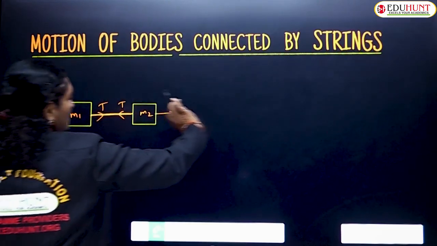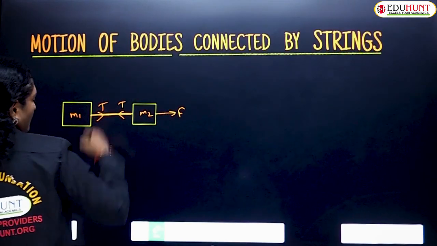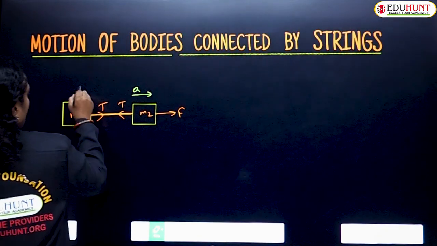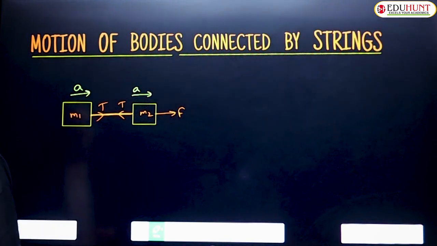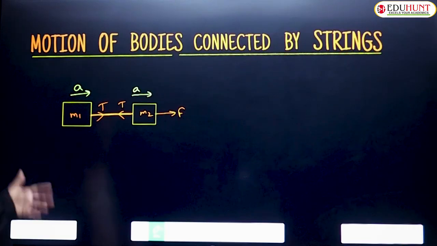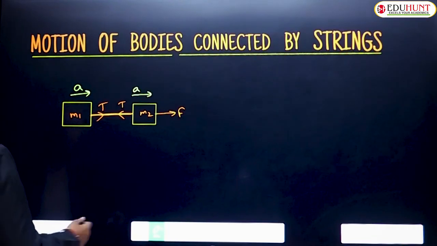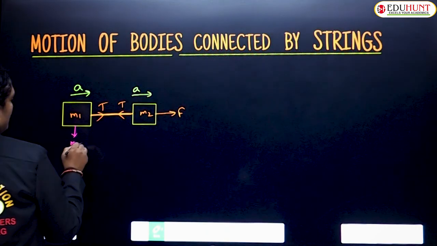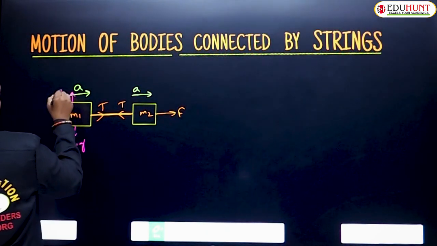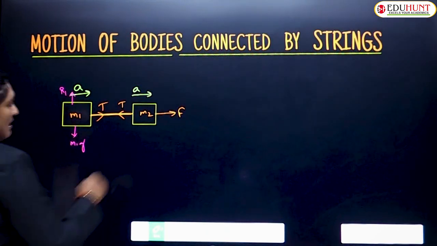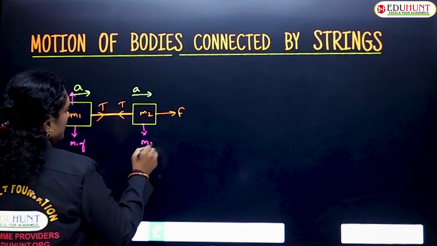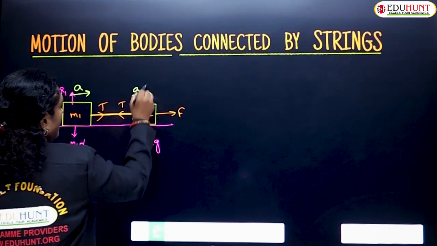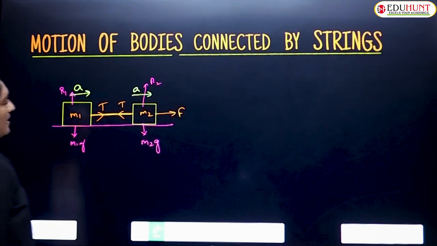As the force is applied towards the right side, both blocks will be accelerated towards the right with the same acceleration, A. If you observe, we have m1g, its weight, acting downwards, and the normal reaction force on the first body, R1, upwards. Similarly, m2g is acting on the second body kept on a smooth horizontal surface, and the normal reaction force is R2 upwards.